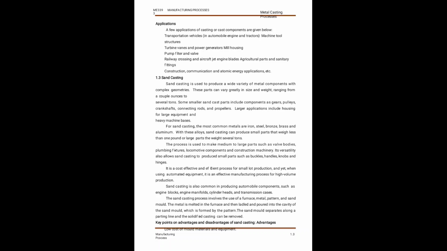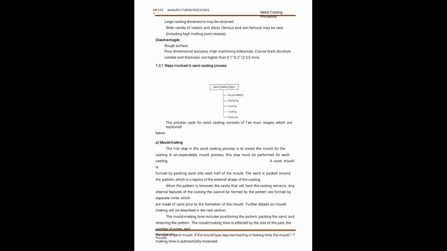The process is used to make small or large parts such as valve bodies, plumbing, and many other products. Sand casting is also common for producing automobile components such as engine blocks, engine manifolds, cylinder heads, transmission cases, and many other things. The steps involved in the sand casting process are mold making, clamping, pouring, cooling and removal. These are the basic steps involved in the casting process.